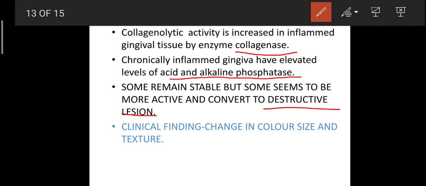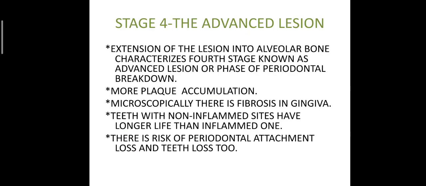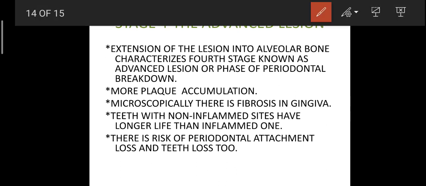So what is the clinical finding here? Change in the color, size and texture of the gingiva. Now coming to the last stage, the fourth stage, the advanced lesion. Stage 4 is known as the advanced lesion. So extension of the lesion into the alveolar bone characterizes the fourth stage, known as advanced lesion or phase of periodontal breakdown. Here this is the worst stage.